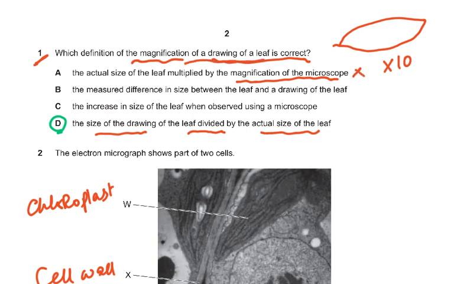So this is wrong. Then, the measured difference in size between the leaf and a drawing of the leaf. Say this original leaf was 1 centimeter, and now this is 10 centimeter. So the difference will be 9 centimeter. Well, that is not the magnification. So this one is wrong. Then, the increase in size of the leaf when observed using a microscope. We see anything with a microscope was wrong. Why was it wrong? Because it said which definition of the magnification of a drawing of a leaf is correct. Well, basically, they're checking your English more than they're checking the biological concepts.